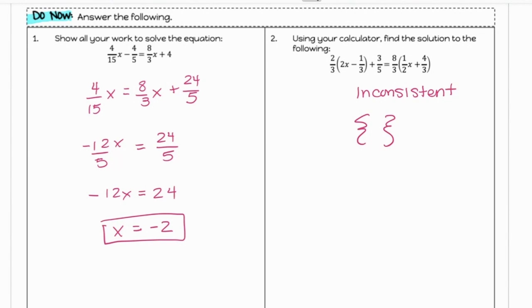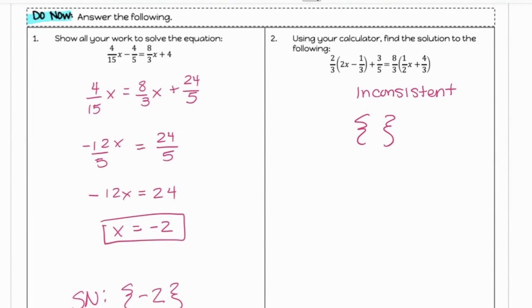So for number 1, here's my work. I solved my equation by moving like terms together, and I ended up getting x is equal to -2. It did not say to write it using set notation. So if you want, you could tell me that you're writing it in set notation, and I will take that as well. For number 2, using your calculator, you had to input that equation.